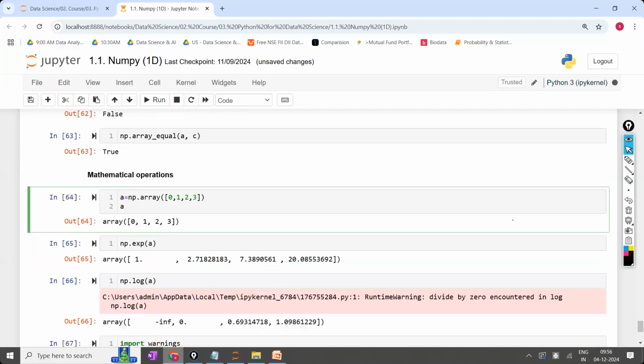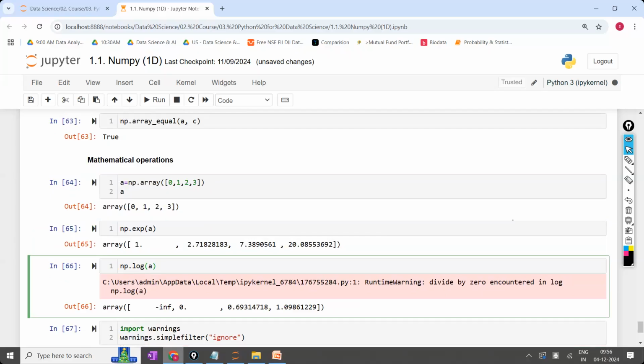And next one is np.log(a). What is meant by np.log(a)? It is applying the logarithm on each and every value. NumPy means for loop: for every value, it applies the logarithm. First, it will take the 0 and apply the log. Second, it will take the 1 and apply the log. So each and every value was converted to log values.